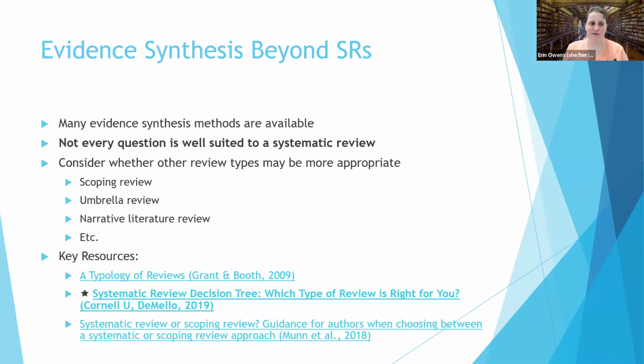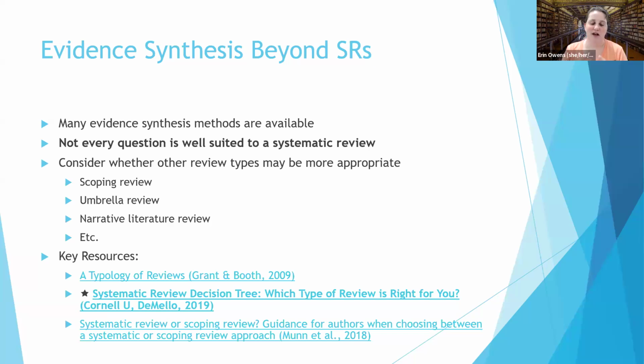There's other types of reviews like an umbrella review in which the papers that you're going to gather together and synthesize are all themselves reviews. So it's like a review of reviews. So there are different methods here to take into account and to recognize that not every question is well suited to being a systematic review specifically. Some questions are going to fit better as a different type, including like a narrative literature review, which is less structured.